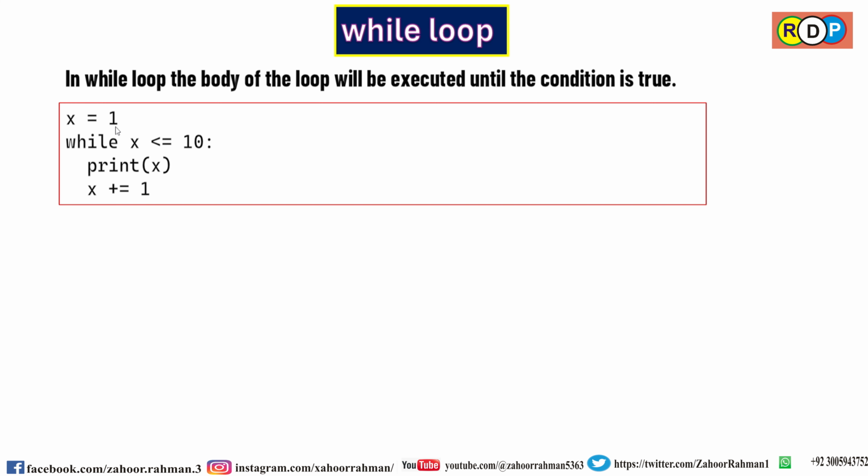Remember, the initialization is performed only once in the lifetime of the loop. Again and again it is not initialized. So 2 is less than 10, so it will print 2 and increment.